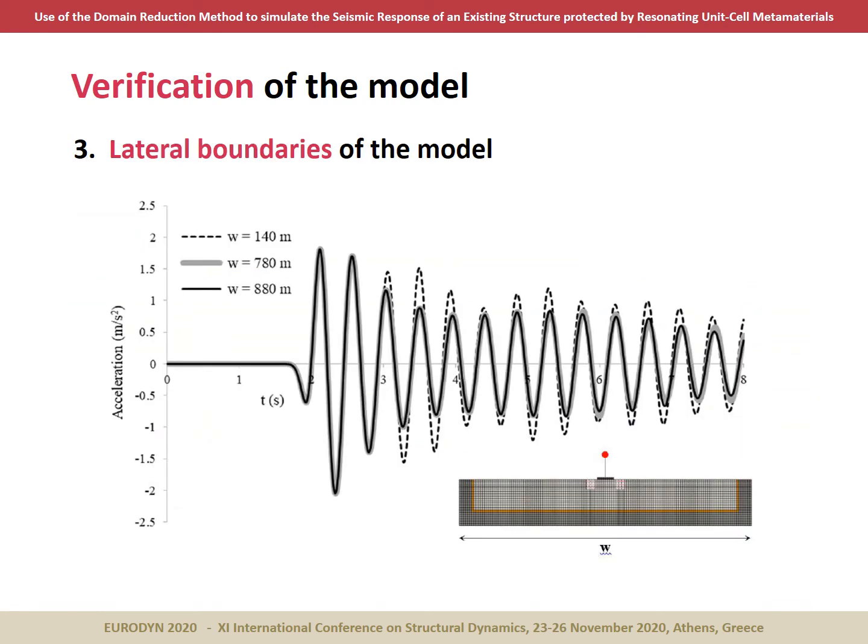So we are monitoring here the response of our single degree of freedom system, and we are looking into different values of the length of the model to see how they affect the accelerations of our system here on the top. So as you can see, the response is stabilized only after a very large value of the length of the model, and this is eventually the model that we're going to use for the rest of our analysis.